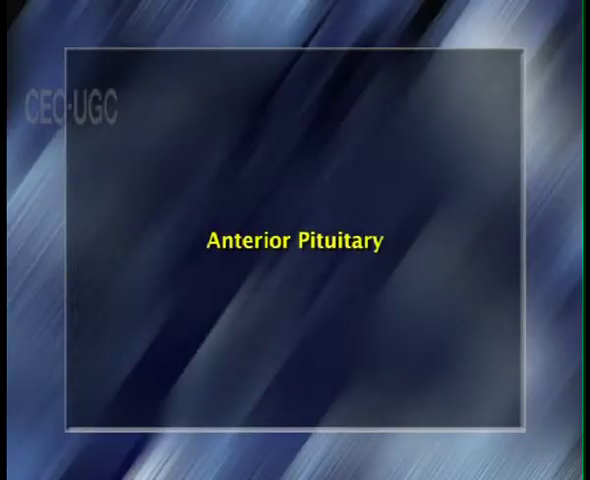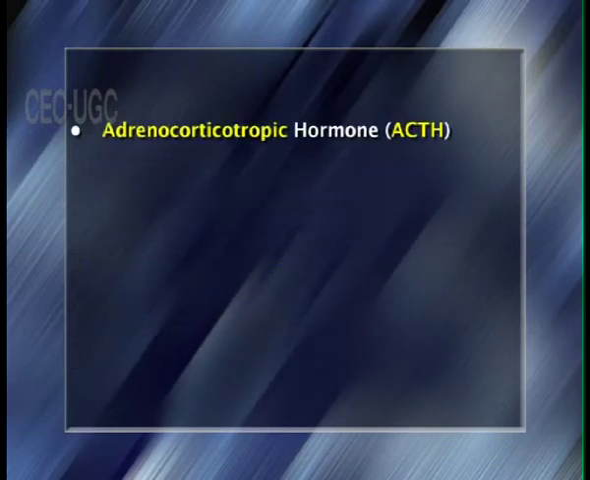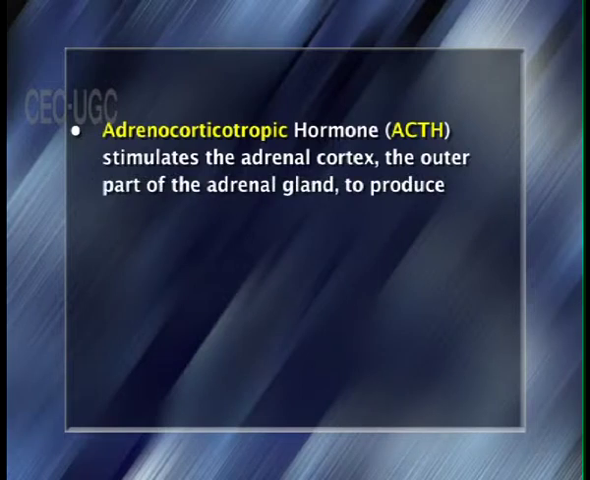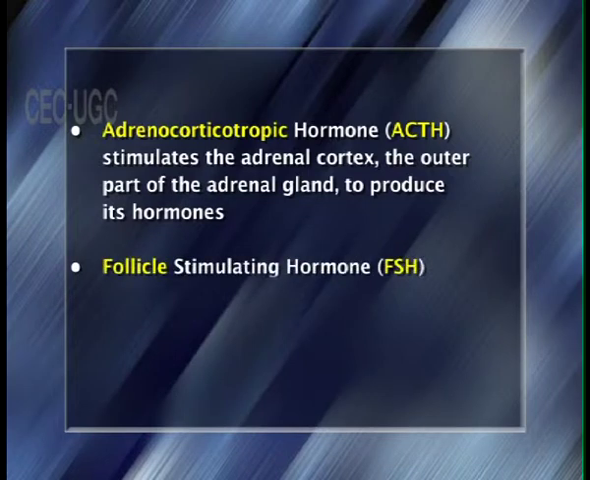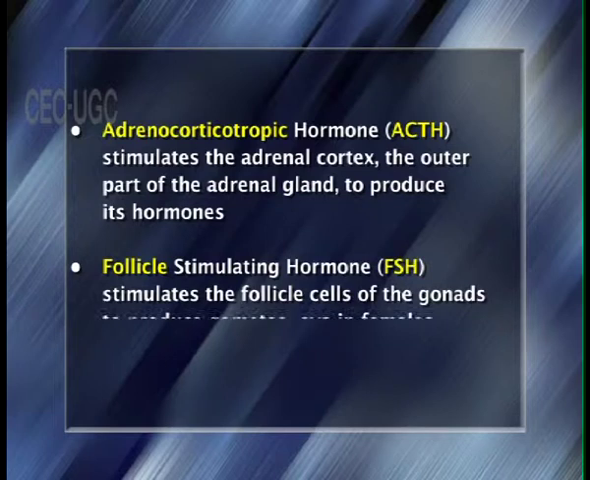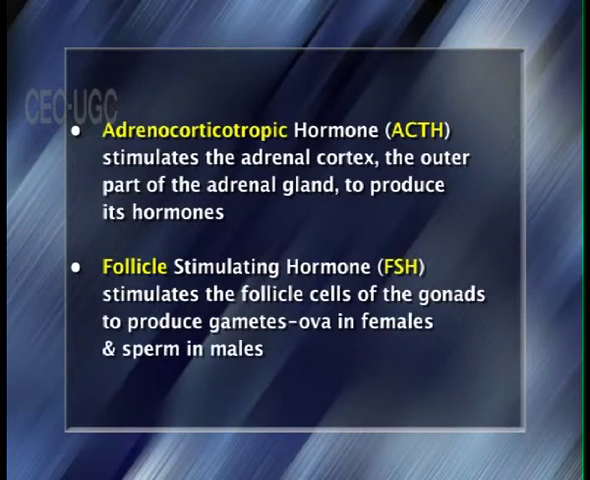Then anterior pituitary. The anterior pituitary gland is the true glandular part of the pituitary gland. The anterior pituitary produces six important hormones. First, adrenocorticotropin hormone, which stimulates the adrenal cortex, the outer part of the adrenal gland, to produce its hormones. Next, follicle stimulating hormone, which stimulates the follicle cells of the gonads to produce gametes, like ova in females and sperm in males.